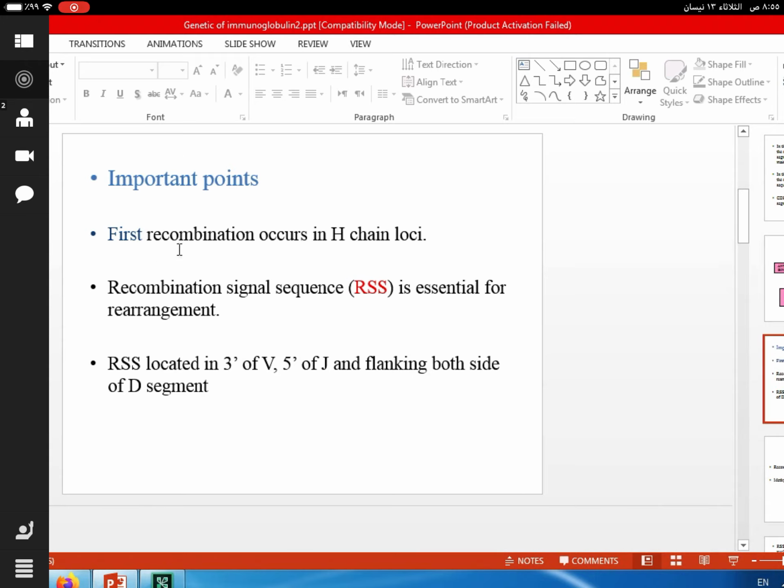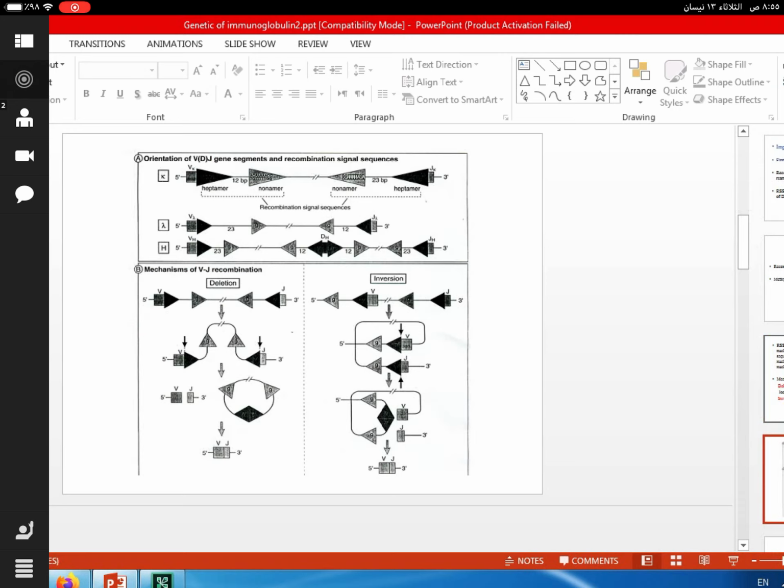First recombination occurs in the heavy chain, and the recombination signal sequence is essential for rearrangement. The recombination signal sequence, or RSS, is located 3' of V, 5' of J, and flanking both sides of the D segment. You can see this sequence is a recombination signal sequence.